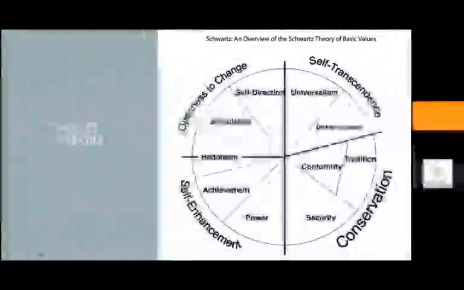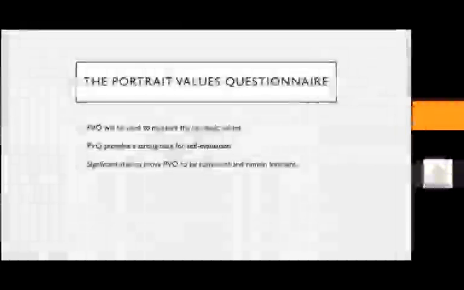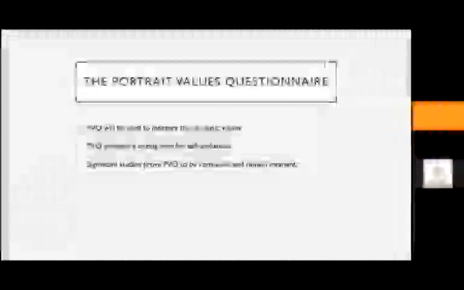So this is the whole thing about the theory. And to measure these values, he came up with a scale which is called the PVQ, the Portrait Values Questionnaire. Now, the Portrait Values Questionnaire is used to measure these 10 basic values. It provides a strong base for self-evaluation of any individual. And significant studies have proven that it is also consistent and remains invariant.